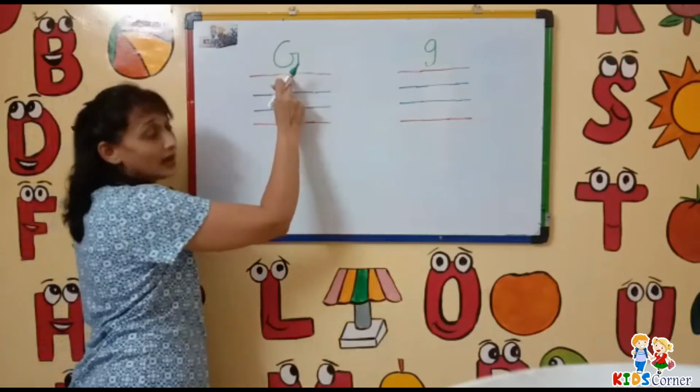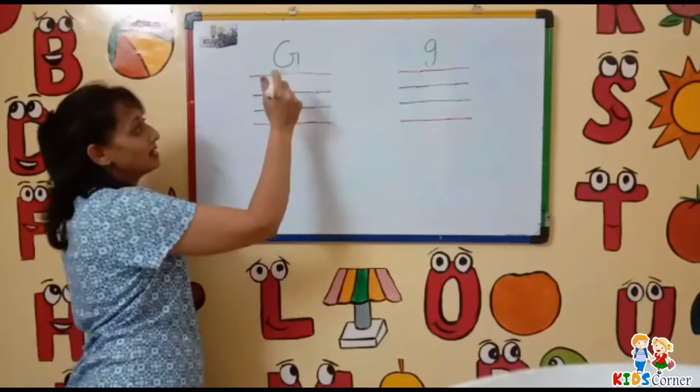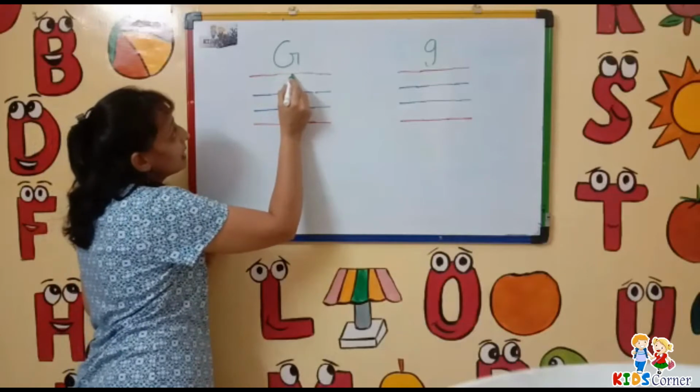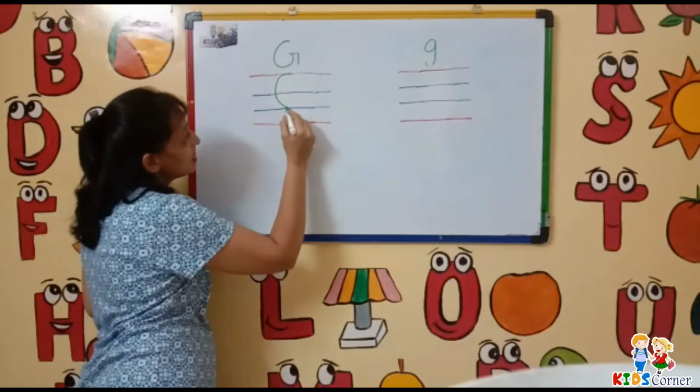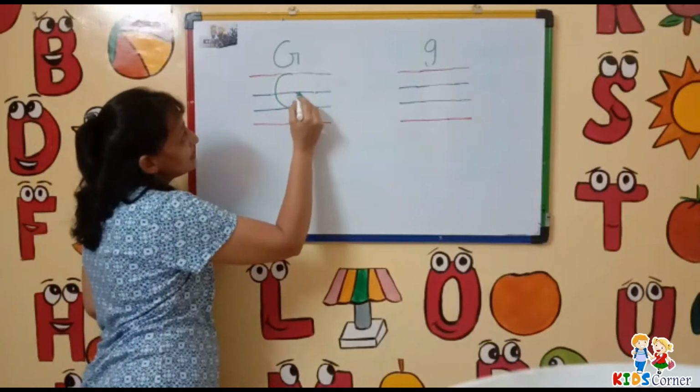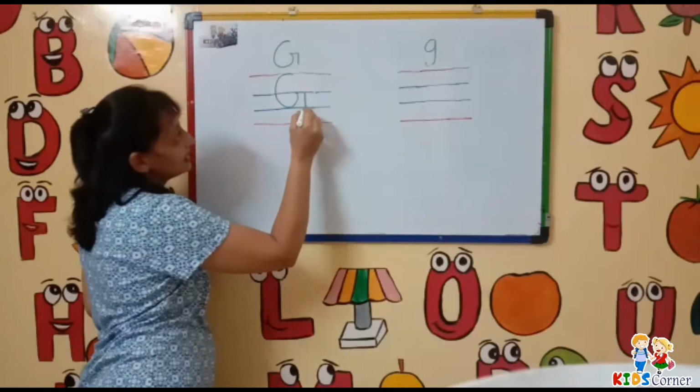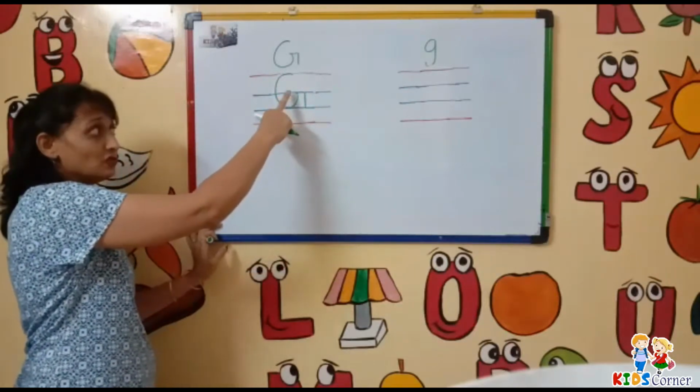We will start G from the red line. Start from the red line. From the red line to the blue line we will make a curve, a slipping line and a small standing line. This is capital G, which you all know.